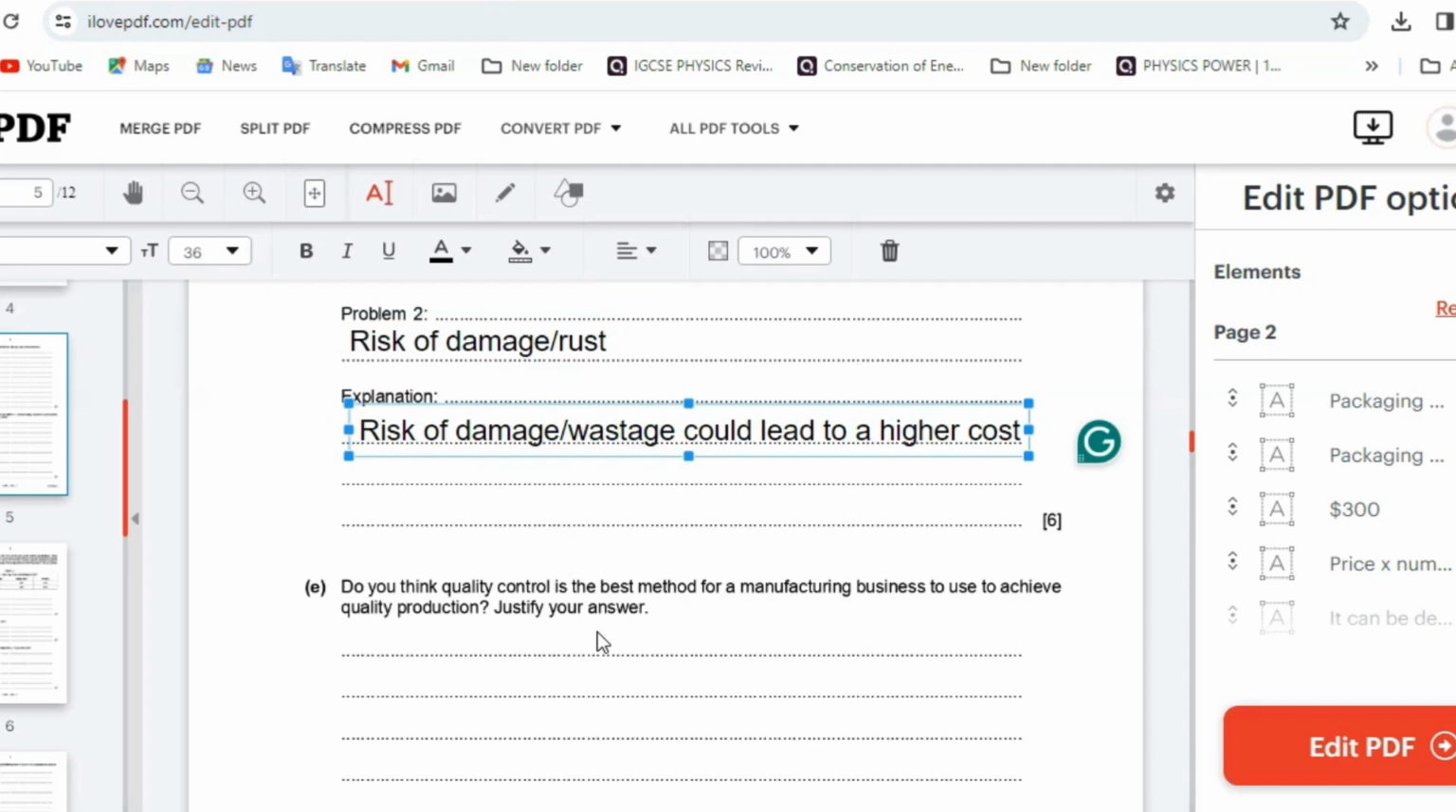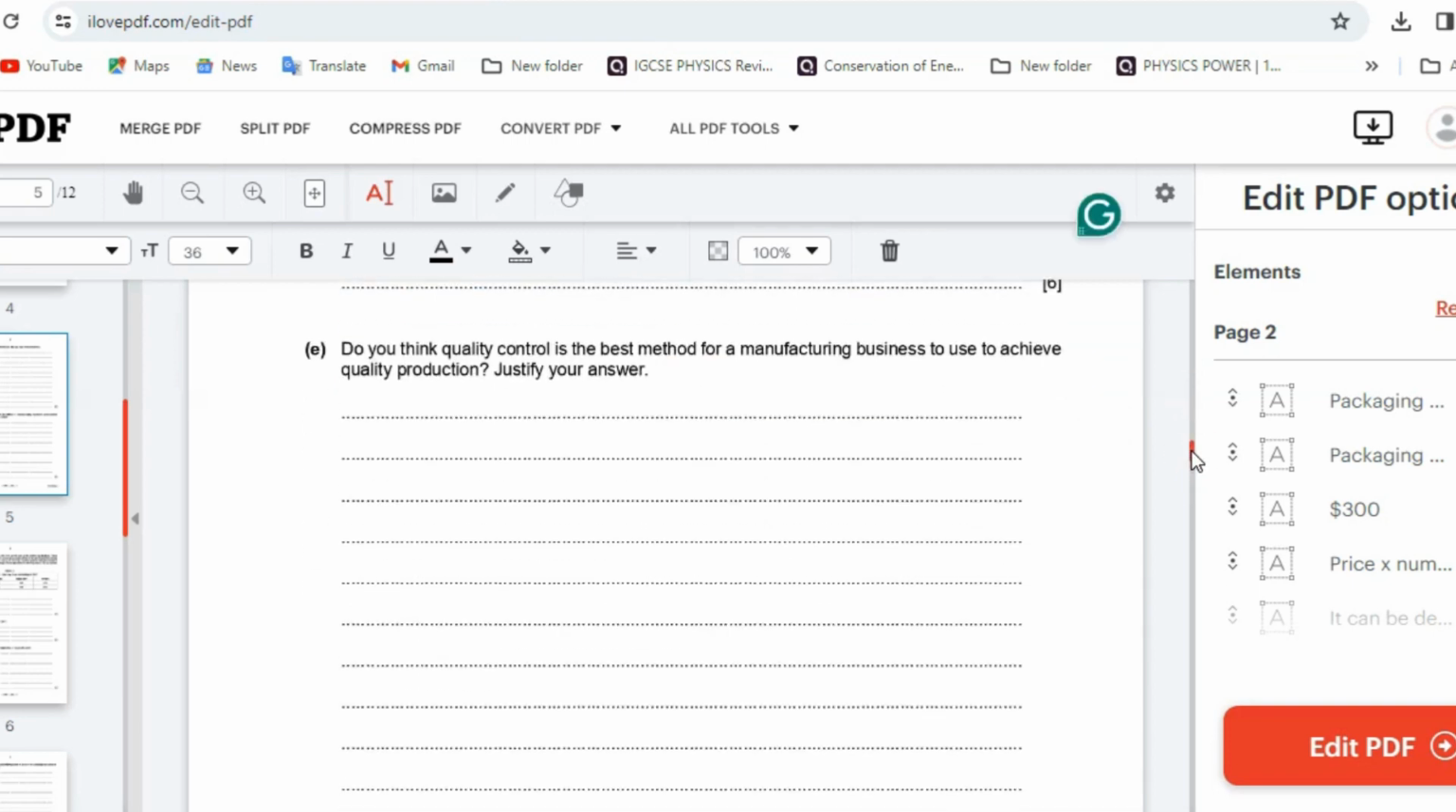Now let's move to our next question, which is question 2E. Do you think quality control is the best method for a manufacturing business to use to achieve quality production? Justify your answer. Of course, you should know we have quality control and quality assurance by this time. Now let's see the points for using quality control and also for using quality assurance to achieve quality production.